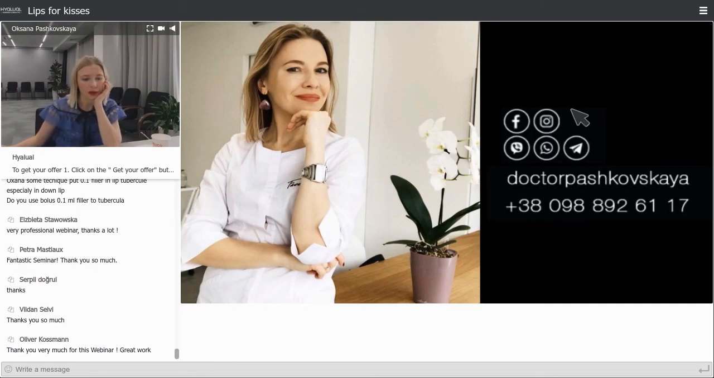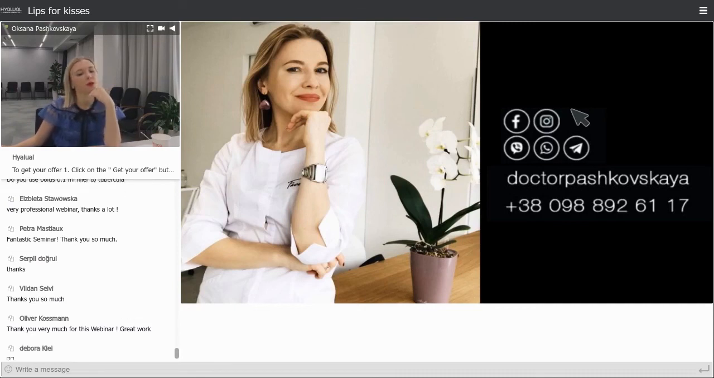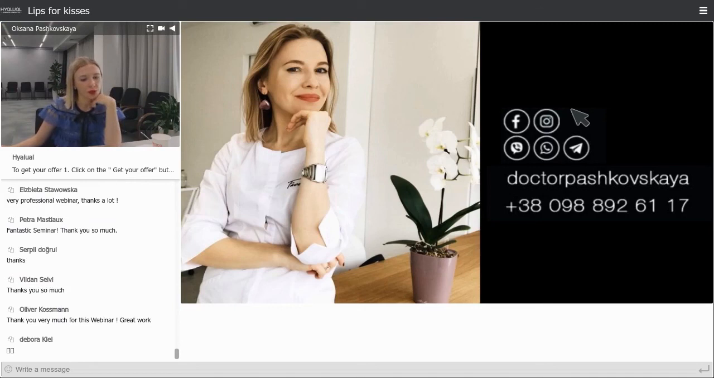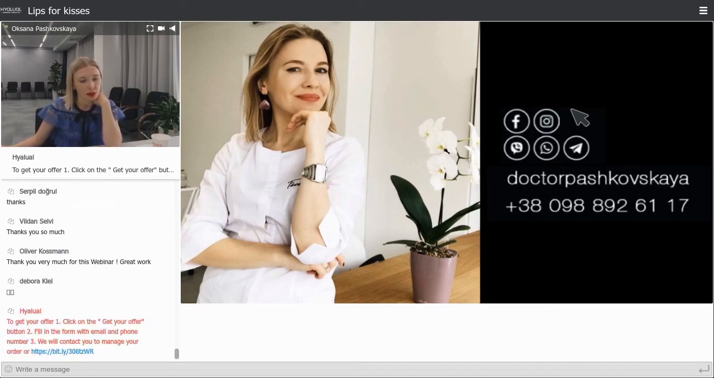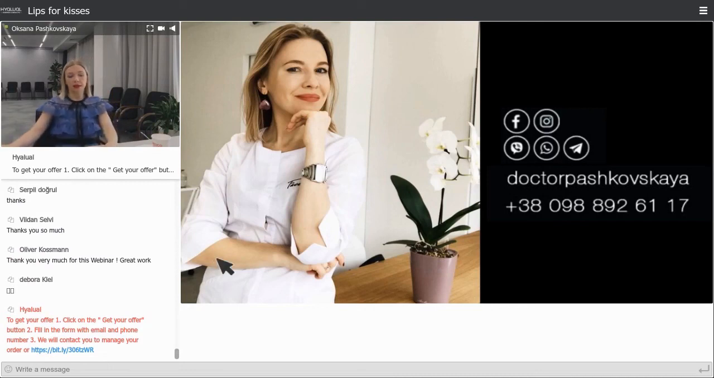Okay, and Dr. Ahmed Dergu asks about 0.1 filler in the lip tubercle, especially in dull lips. Do you use a bolus of 1 milliliter to the tubercle? Yes, exactly. I mostly use 0.1 milliliter to each lateral tubercle, in the upper lip and in the lower lip, and in some it will be 0.4. And then I could also use a little amount more laterally.